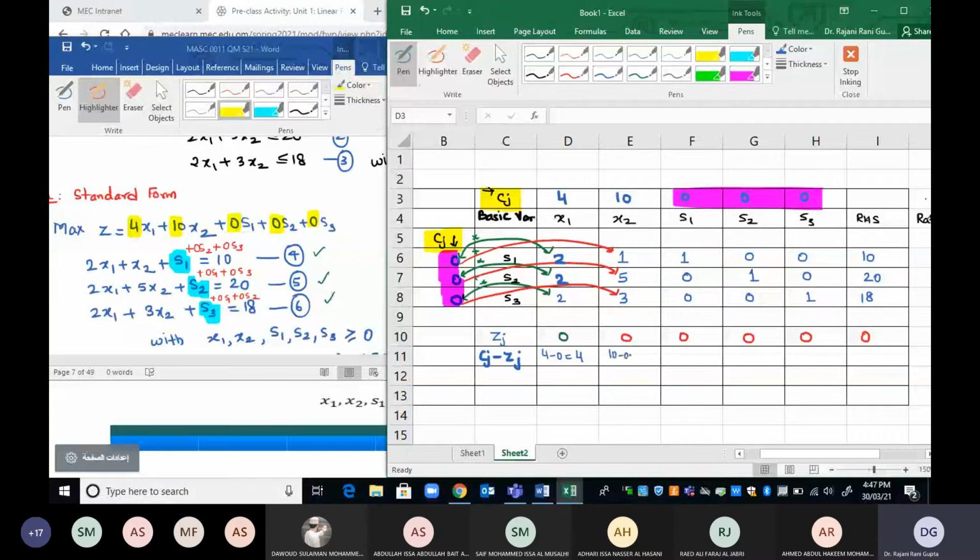Now how do we know whether the solution is optimal or not? If we find any Cj minus Zj greater than or equal to 0.